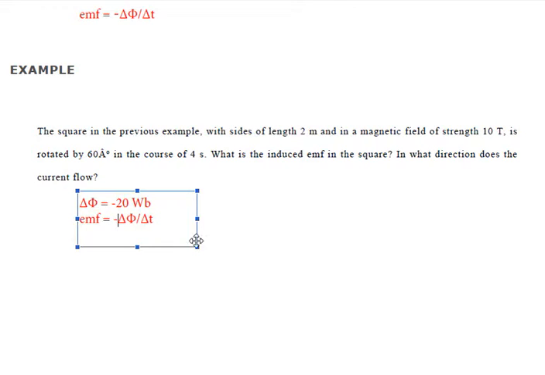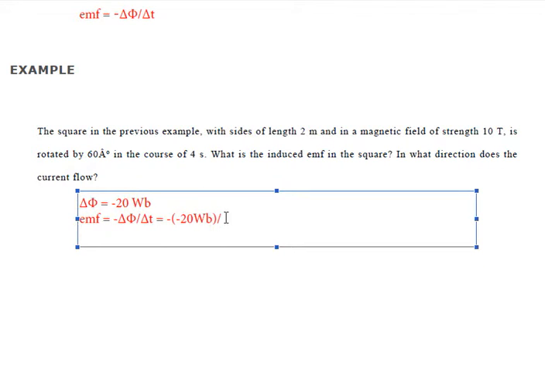So EMF is negative, change in flux over time. So we take negative, our change in flux was negative 20 Webers. And the change in time we're given in the problem is 4 seconds. So negative 20 divided by 4, that's 5 Webers per second, which is the same thing as saying, since it's an EMF, 5 volts. So 1 Weber per second is the same as 1 volt.